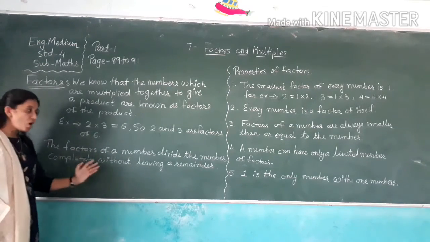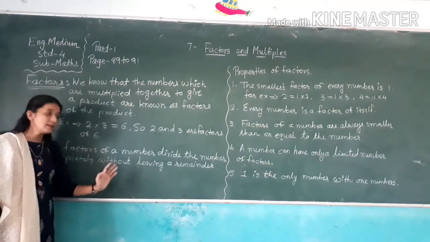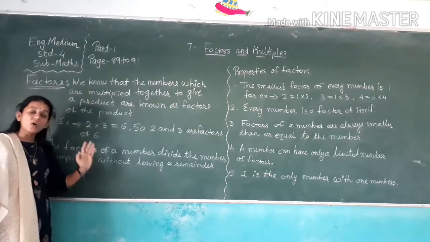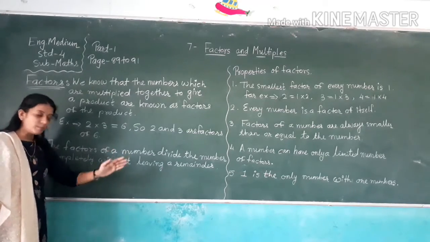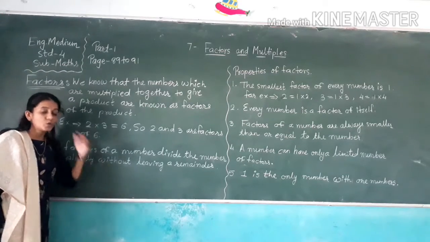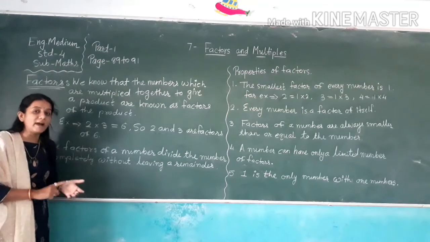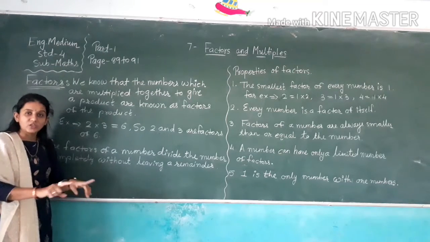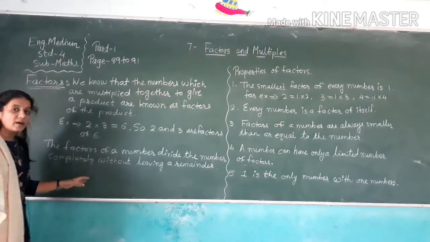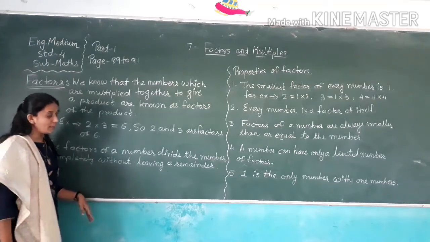The factor of a number divides the number completely without leaving a remainder. The factor divides the product completely, and no remainder is left. Again, the factor of a number divides the number completely without leaving a remainder.